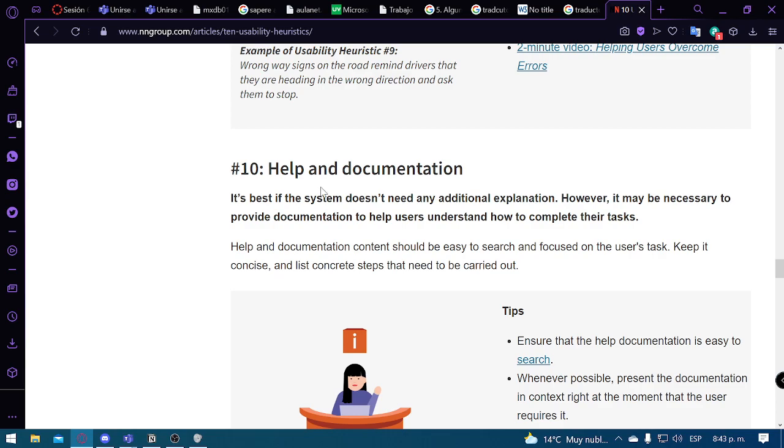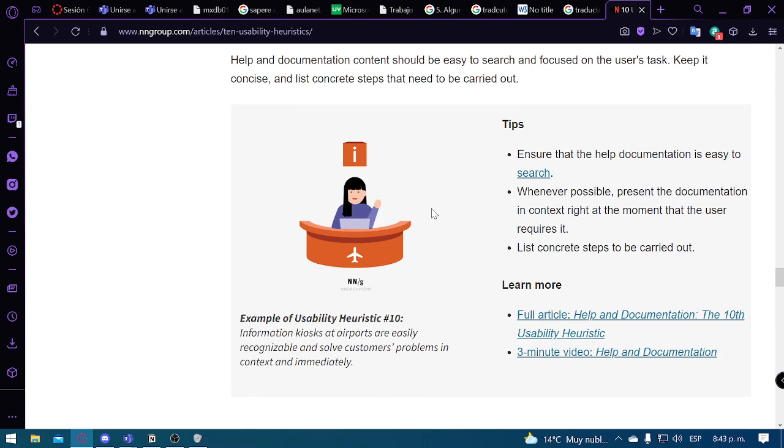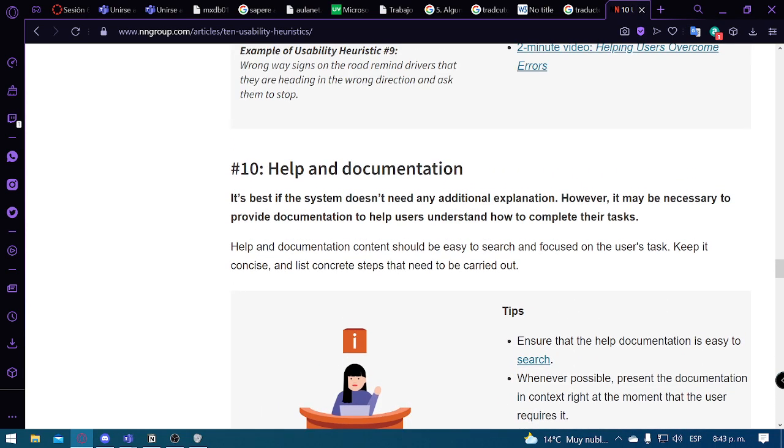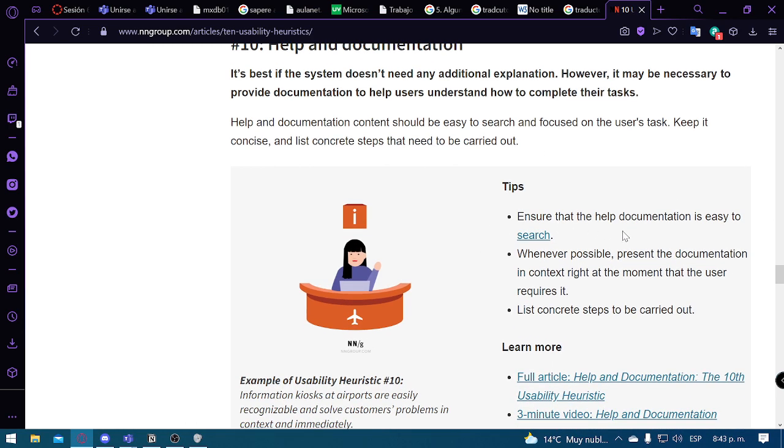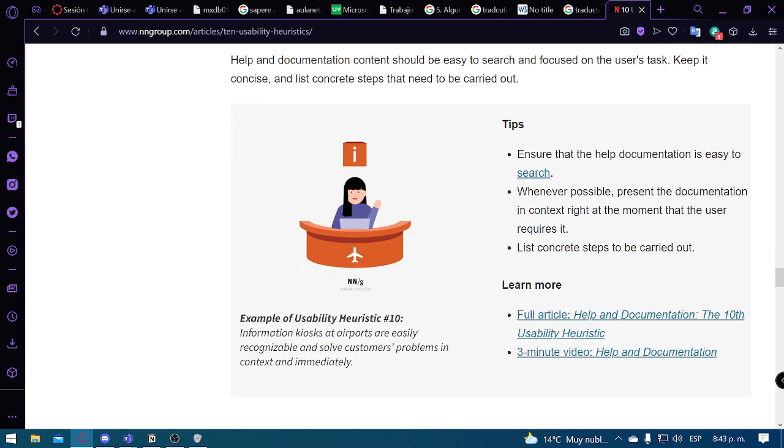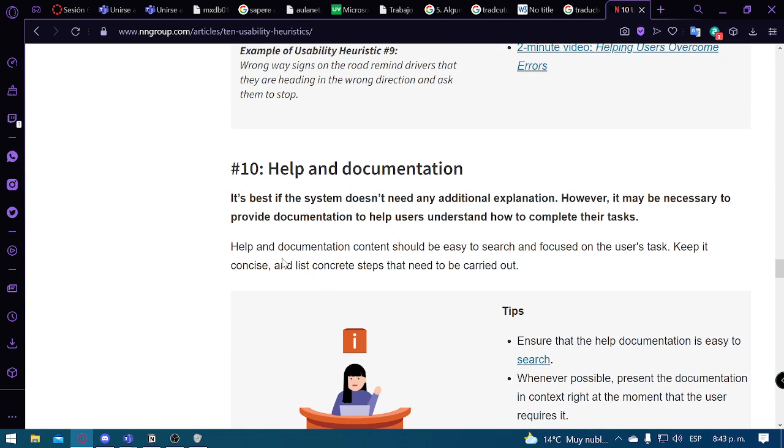In the tenth tip, we have the help and documentation, and I think it is the most important thing in a web application because the user always has to know what the web application does. So in this case, the information guides at airports are easily recognized and solve customers' problems in context and immediately. So the help and documentation content should be easy to search and focused on the user's tasks.